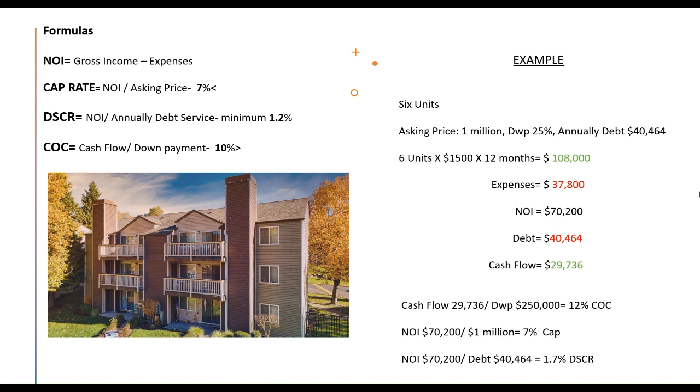That's great. The NOI divided by the asking price of 1 million gave us a 7% cap rate, which is great, exactly what we were looking for. The NOI divided by the debt, the mortgage, equals 1.7 DSCR. That's perfect. So that's above 1.2. So it qualifies for the loan.